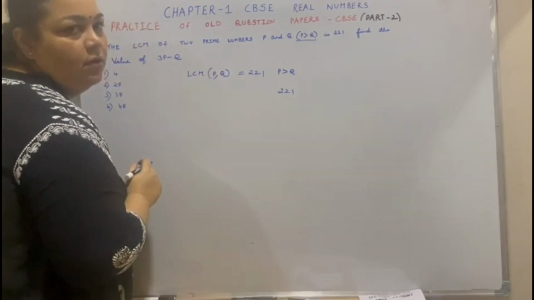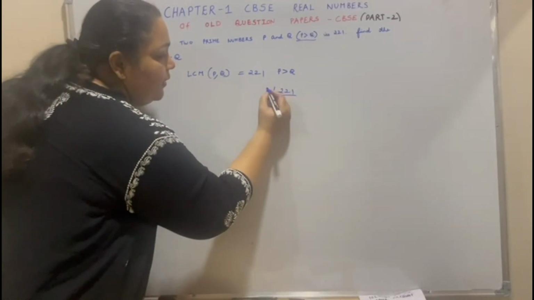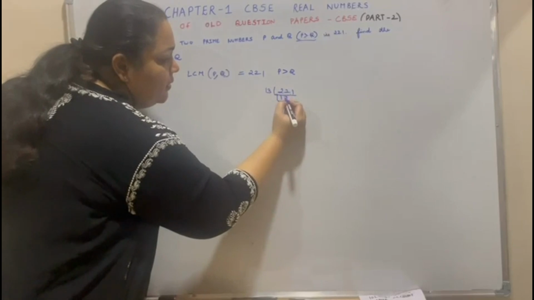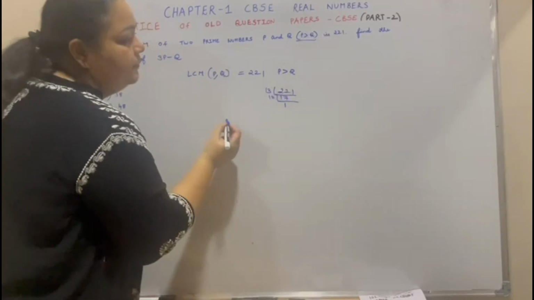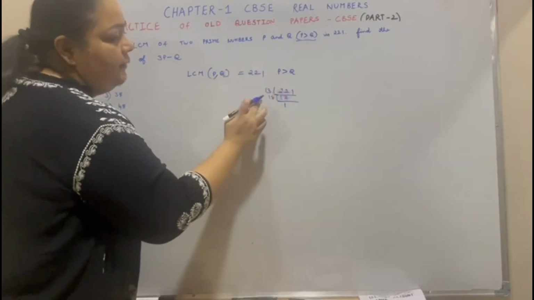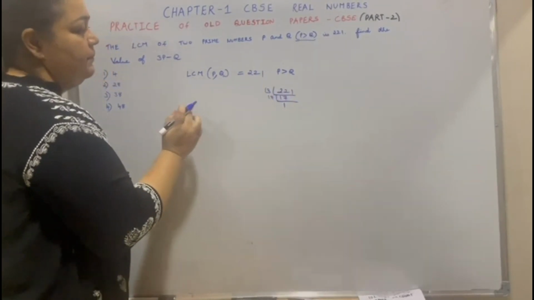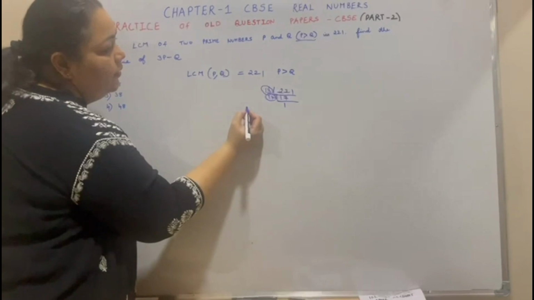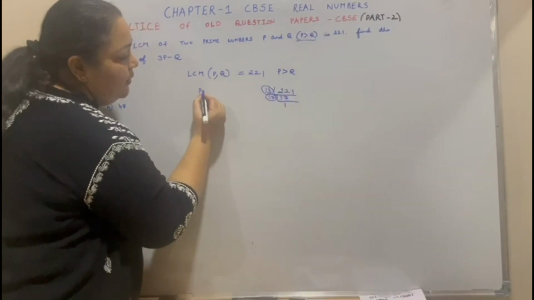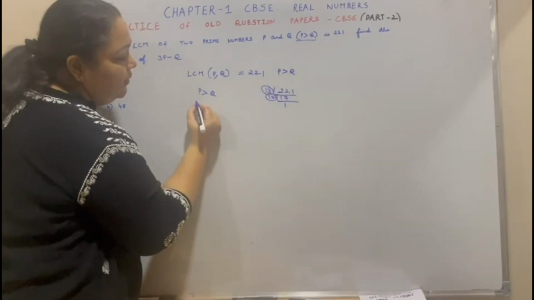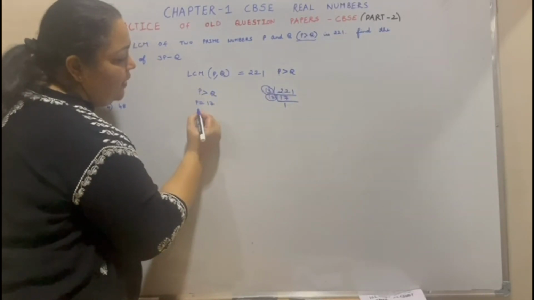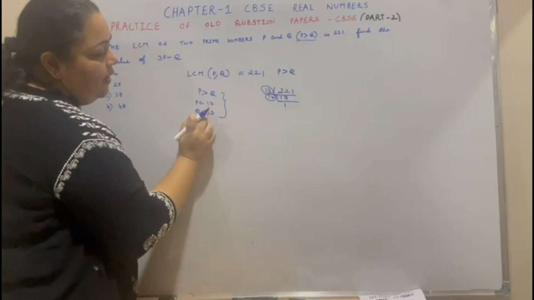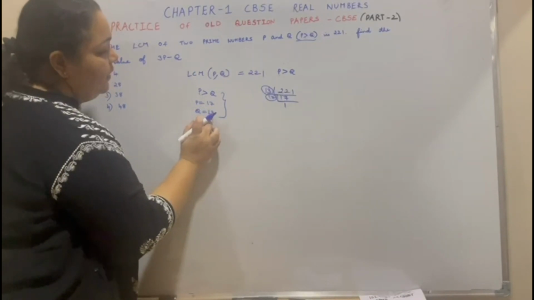So 221 will go by which number? It will go with 13 and 17. 13 sevens are 91, and 13 seventeens are 221, so 17 is itself a prime number. So we found the two factors p and q. Now they are saying p is greater than q, so p will be equal to 17 and q will be equal to 13. Okay, understood?